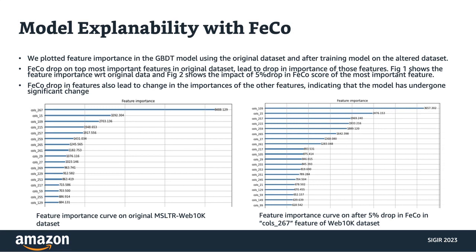In figure 2, we show the impact of a 5% drop in FICO score of the most important feature, which is called 267 in the data set. From figure 2, we observe that a 5% drop in the coverage of the most important feature led the feature importance of that feature to drop. Additionally, we see that the FICO drop in this feature has led to a change in feature importance of the other features as well. This indicates that a FICO drop in important features may lead to a significant change in the model.